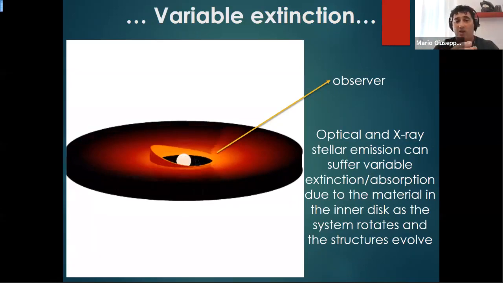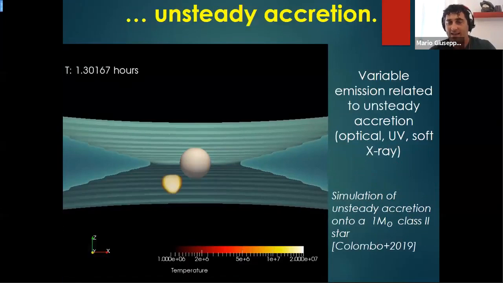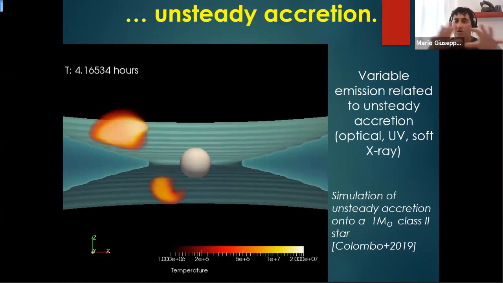Of course, when one of these structures comes in front of us along the line of sight, we have an increase of the optical extinction and an increase of the X-ray absorption that, as I will show you, can help us probe the properties of the material. And we also have accretion, as I said before, accretion of gas from the disk onto the star.